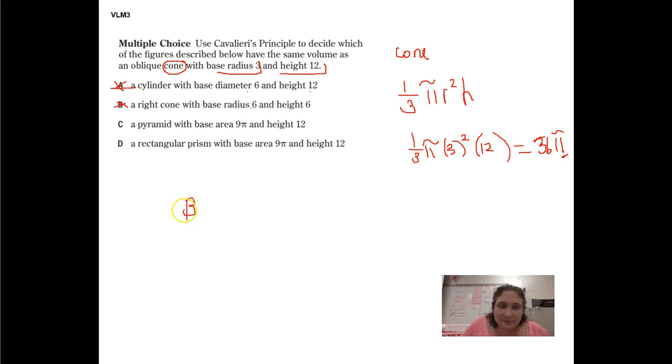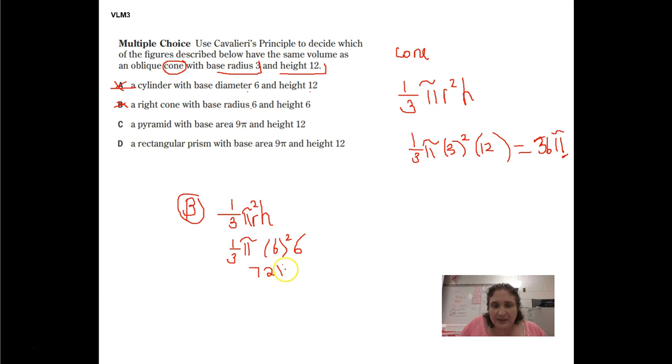Here's choice B. So the volume of a cone, again, is 1/3 pi r squared height. Now we're going to put in 1/3, pi, and this time our radius is 6 squared, and our height is 6. So when we do that on the calculator, 36 times 6 is 216, divided by 3 gives us 72 pi. So it can't be choice B because we're trying to get 36 pi.